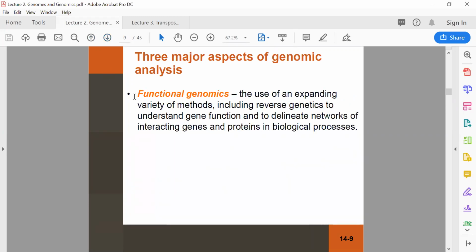All right, and finally we have functional genomics. So this functional genomics includes the use of an expanding variety of different methods, different technologies, including that reverse genetics that we spoke about earlier, to understand gene function. But not only to understand gene function, to understand the entire network which includes that gene and other genes that interact for a particular purpose in the organism, and also how the gene products, that is maybe the proteins or the RNA molecules, are also involved in a particular biological process.